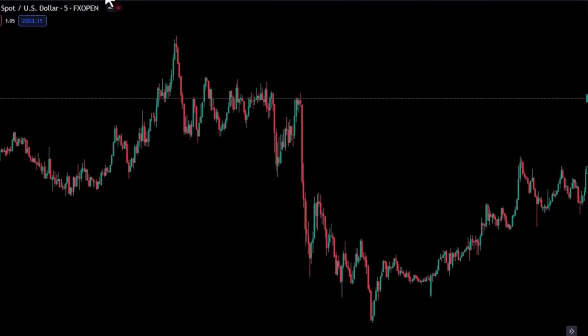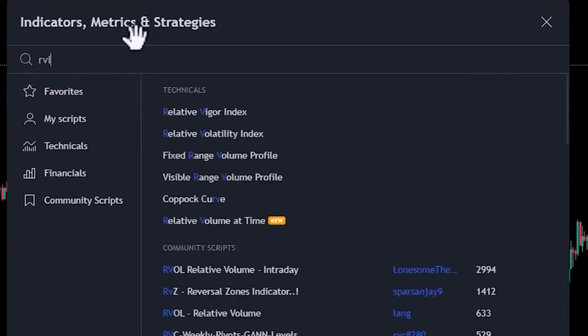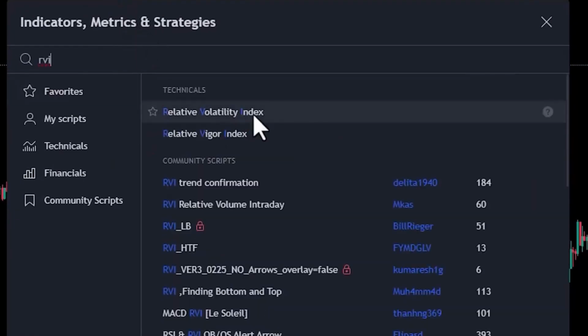So let's add the indicator to the chart. We search for RVI, and TradingView gives us two options. One is the Relative Volatility Index, and the other is the Relative Vigor Index. We are interested in the second one, the Vigor Index.